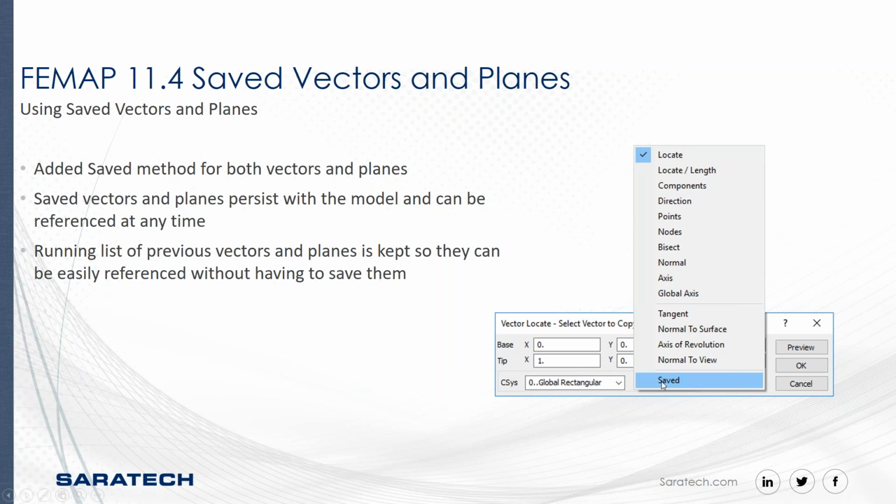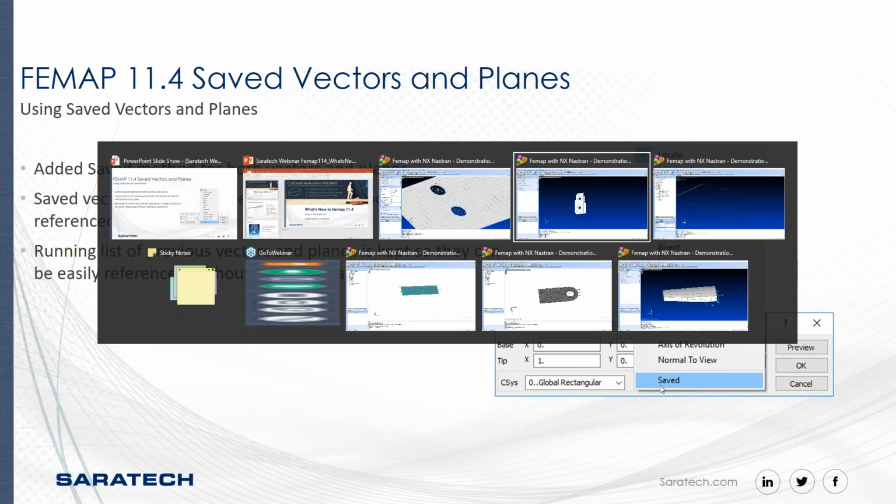You can see right here. Saved vectors and planes persist with the model and can be referenced at any time. And there's a running list of previous vectors and planes kept, so you can reference them without even having to save them at all. So I'm going to go ahead and demo this function as well, so you can see it firsthand.